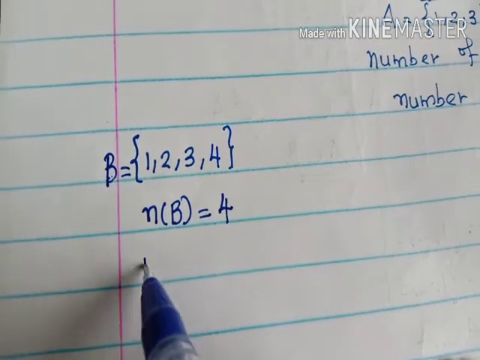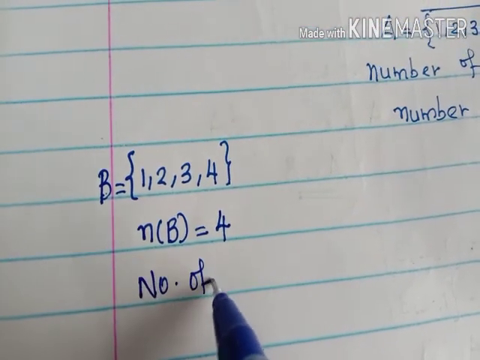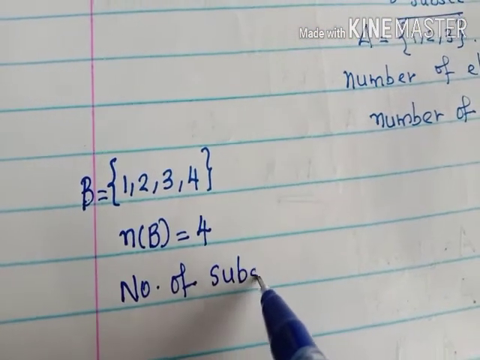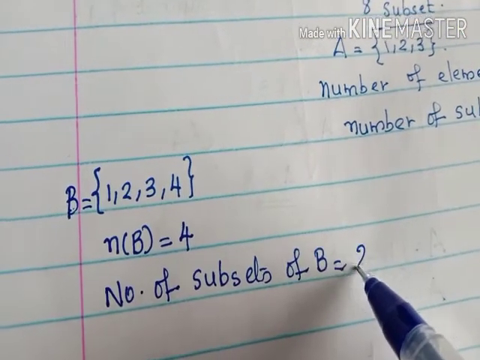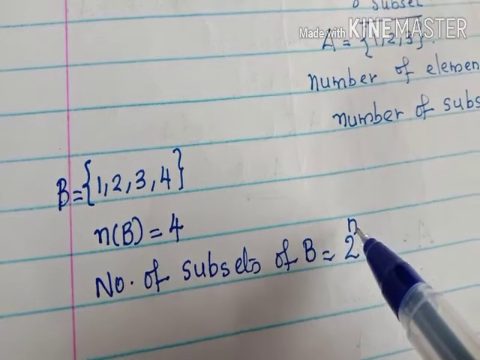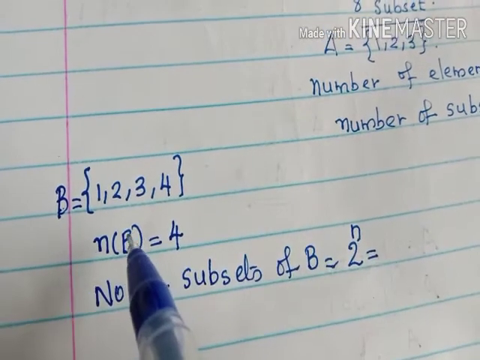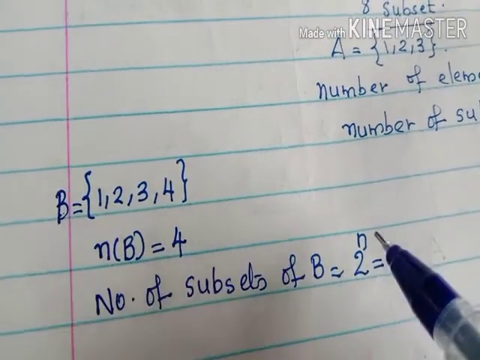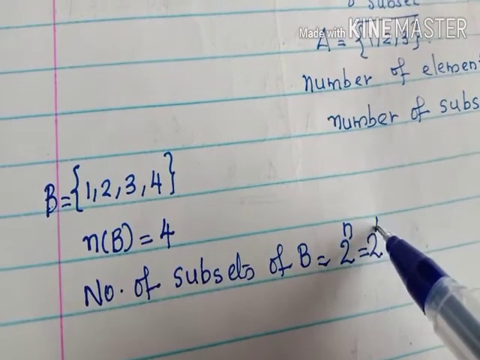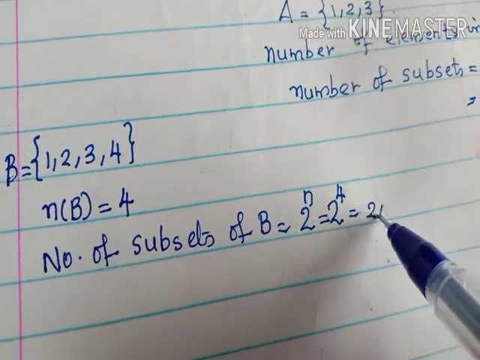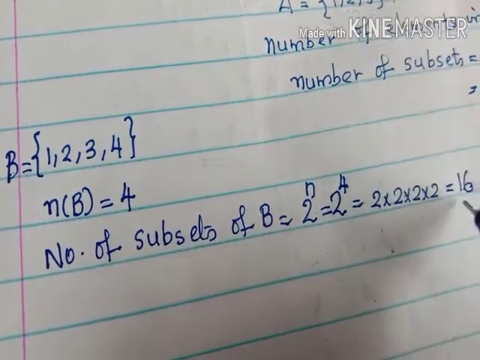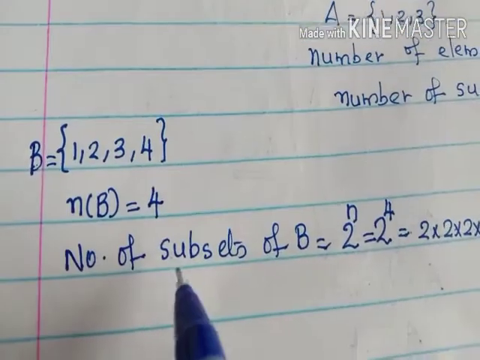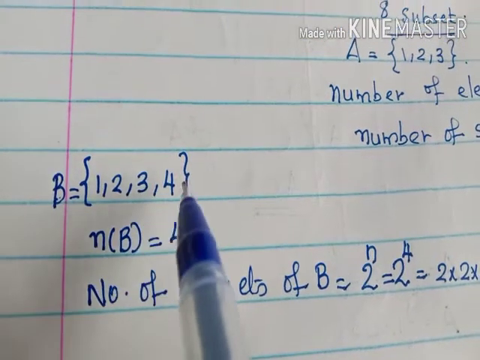So can you say the number of subsets of set B? Use the formula 2 raised to n. Here n means the number of elements in the given set. Here it is 4. So 2 raised to 4. 2 raised to 4 is 2 into 2 into 2 into 2, that is 16. 16 subsets are possible for the set 1, 2, 3, 4.